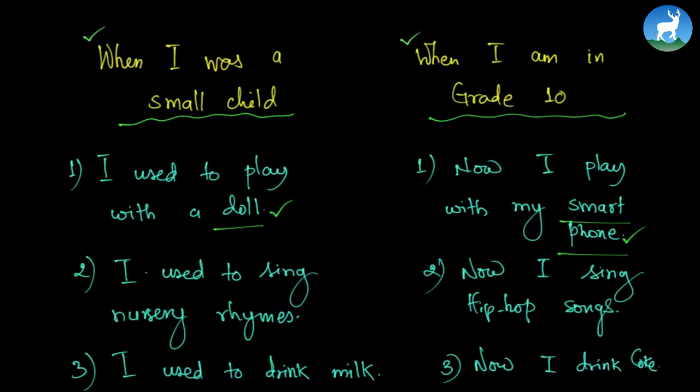Now, when you were a small child, you used to sing nursery rhymes like Baa Baa Black Sheep, Twinkle Twinkle Little Star. Now you sing hip hop songs. You also dance in that rhythm. When I was a small child, I used to drink a lot of milk. I used to drink milk. Now I drink Coke. I no longer like the milk. I like Coke. So that is the difference. Now, then and now. So the basic concept is then and now.